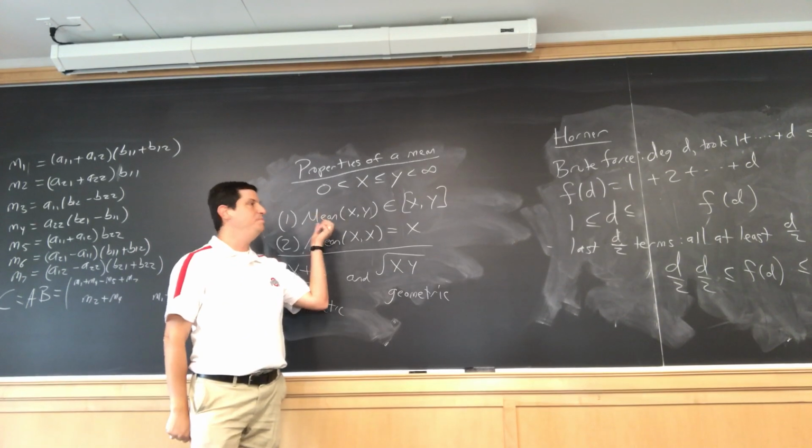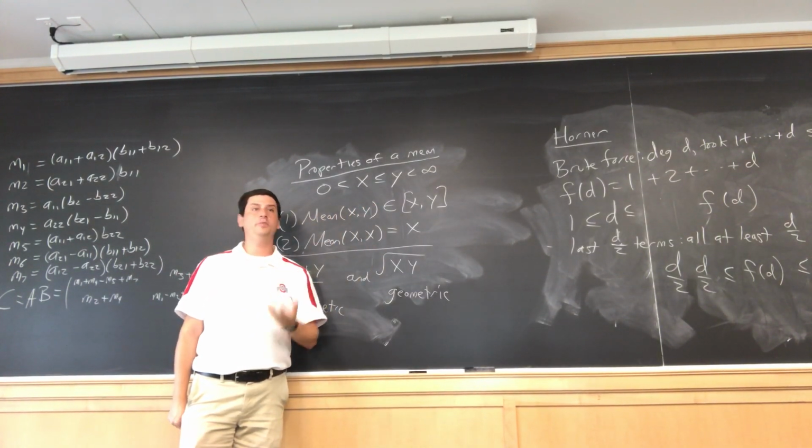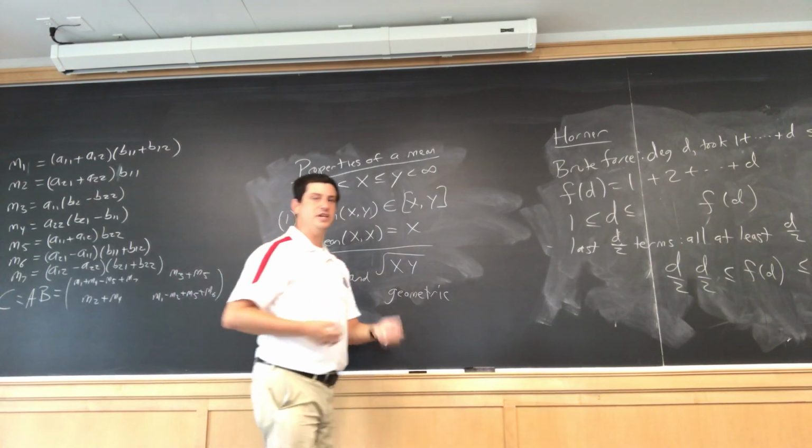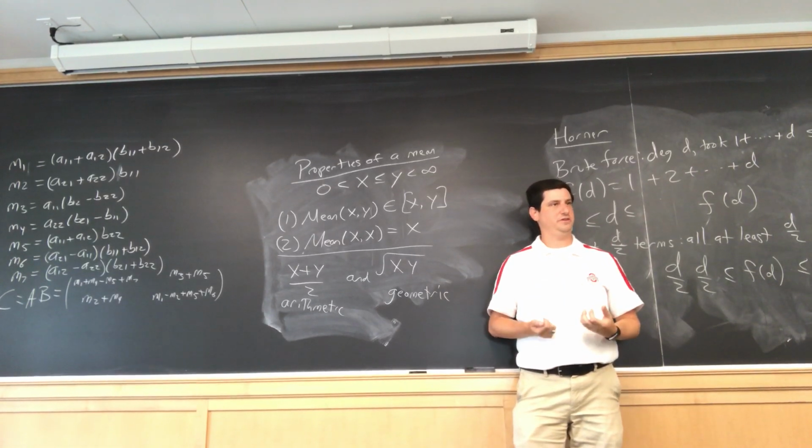Now, if you want, you can start asking about other properties of the mean that you might want to have. What if I take the mean of two means? How should that be related to the mean of just the four objects? As an exercise, think about how you could try to generalize this. What other properties would you like?